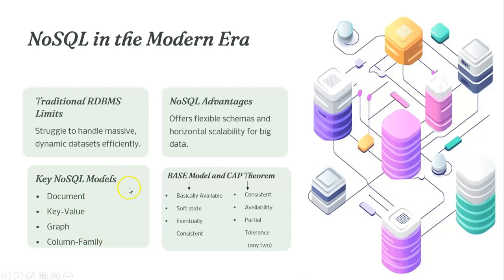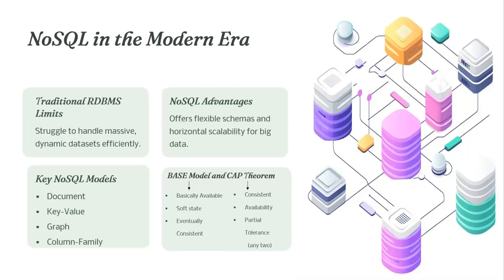We have four major NoSQL models: document, key-value, graph, and column family. In the document NoSQL model, the data is stored in the form of records. It is mainly used in IoT sensing-based applications, for example MongoDB. In the key-value database system, there is a key which is mapped to certain values to store the data, and we use it for caching purposes.